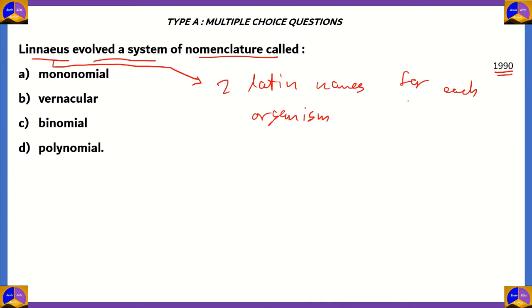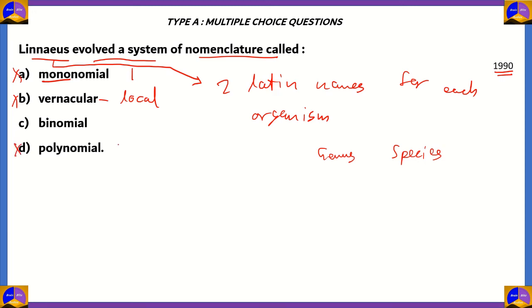So binomial means you have 2 Latin names for each organism. So that means you have to write the genus and then the specific epithet. So that means you need 2 names for this system of nomenclature. Option A is incorrect because mono means 1. Option B is incorrect because the term vernacular refers to language terms. It also means local names, so option B is incorrect.